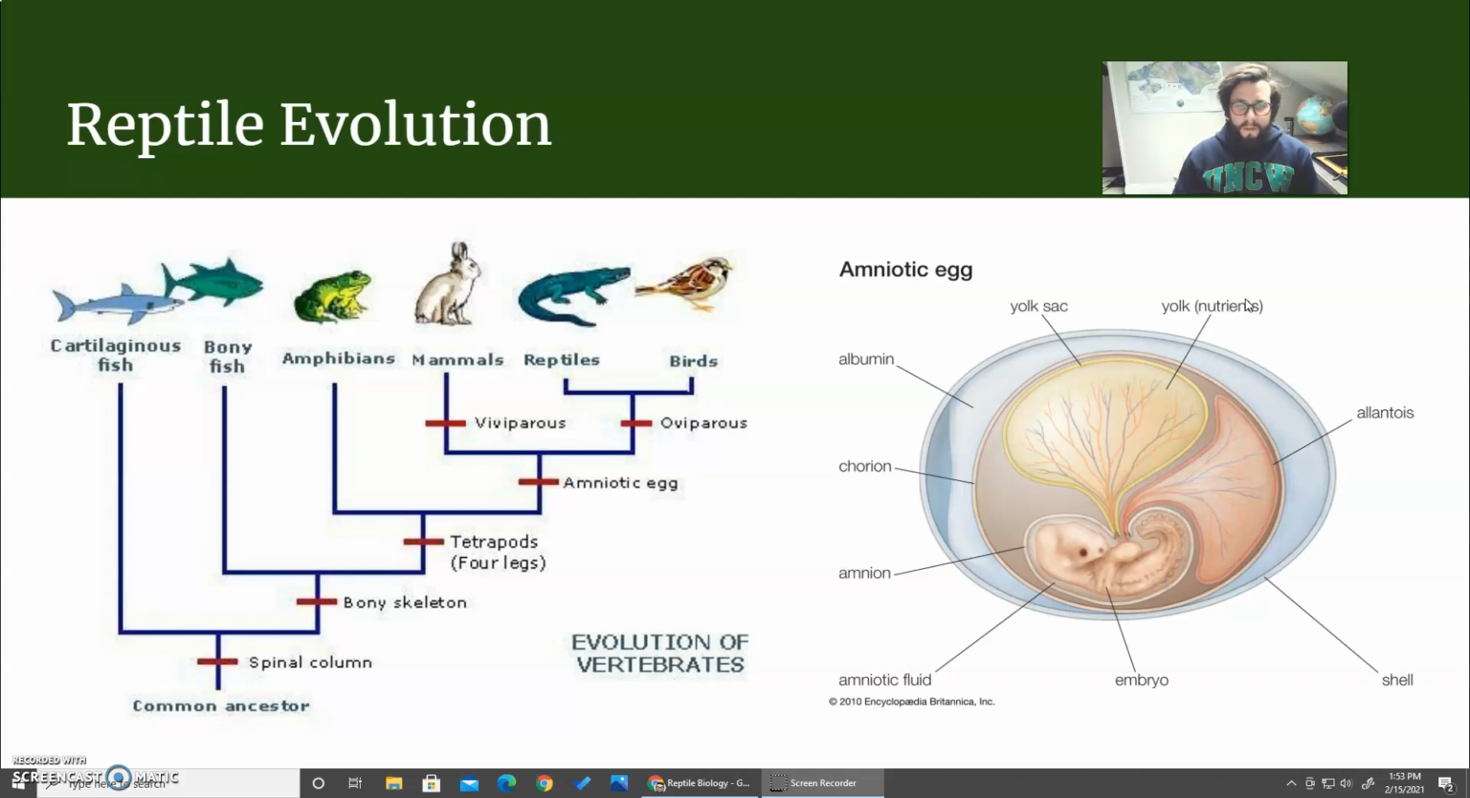So this is a big jump in tetrapod vertebrate evolution. Because from here we're going to see the other major groups of animals, the mammals, the reptiles, and the birds, all of which are going to have an amniotic egg. Birds also have the shell, but mammals, instead of having the shell on the outside, it's an amniotic sac.